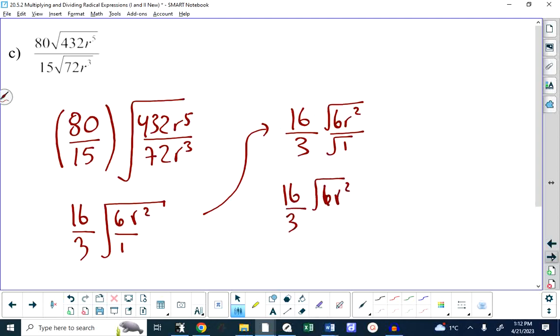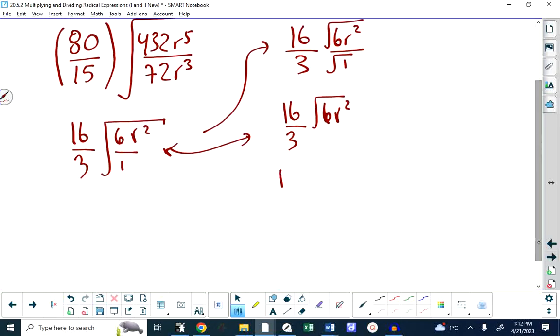I hope everybody sees that these two things are just the same thing. I don't even know that we needed to rewrite it that way. But are we done? No, because there's something underneath the square root that can be square rooted, namely the r squared. Or you can think of it as under the square root we have r times r. We've got two r's. So we remove them and put a single r outside, and we get 16 thirds r, or 16r over 3 root 6. And that's the answer.